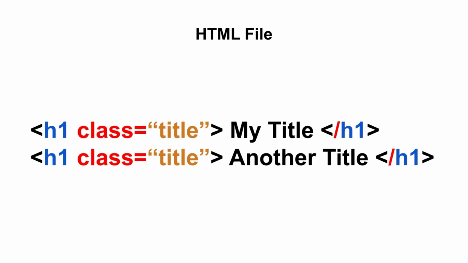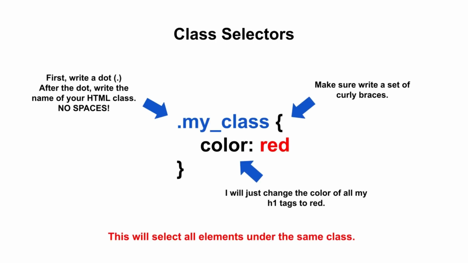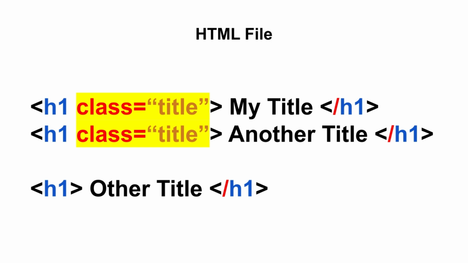Now we can style our class. Back to our CSS file, we will start by writing a dot. This tells the computer that we are styling a class. After the dot, we will write the name of our class without any spaces after the dot. We will write a set of curly braces and write our code inside of it. Remember, this will style all elements with the same class name. Any other element will not be affected.